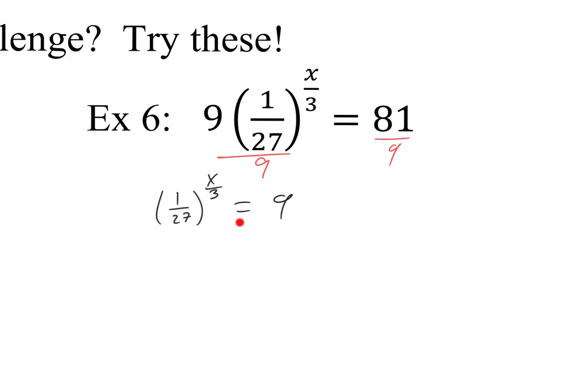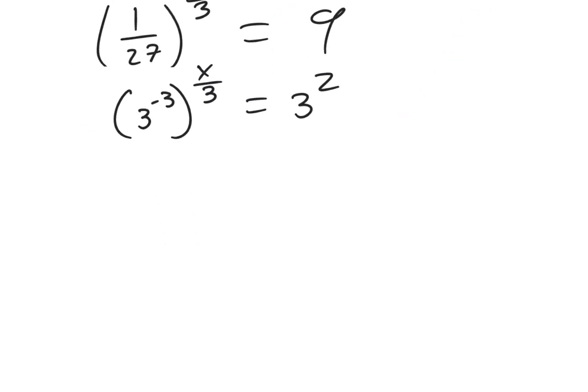And I'm going to try to rewrite both of these as a base 3, and that's pretty easy. So 27 is 3 cubed. So what I can do is I can think of this as 3 to the negative 3 since it's on the bottom. Right, so negative exponents just flip, and this is 3 squared. Okay, so now we're getting somewhere with these common bases. I think we can handle this pretty easily.